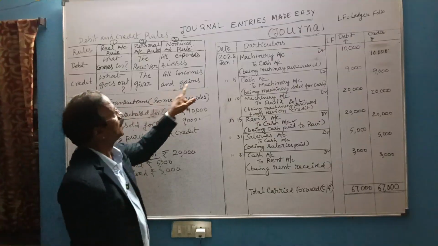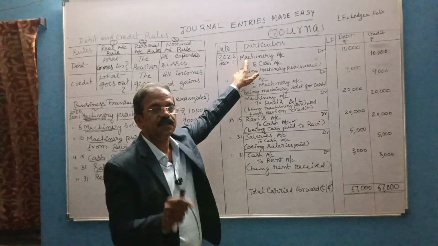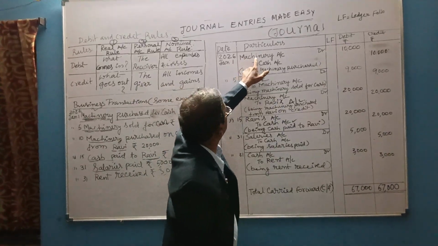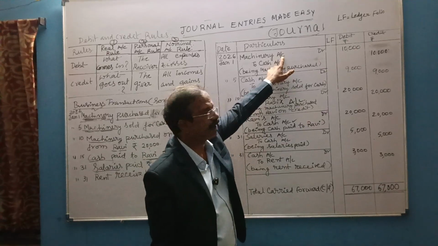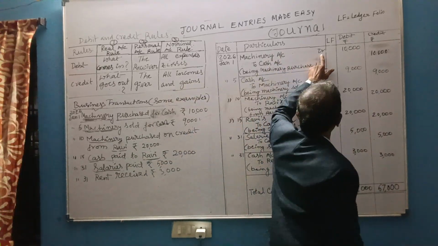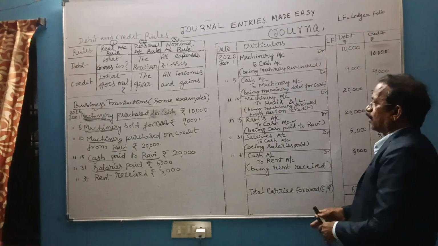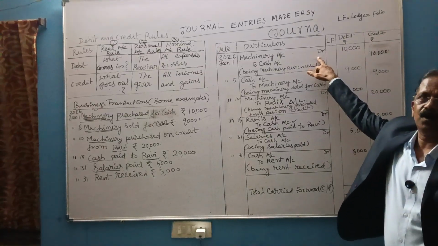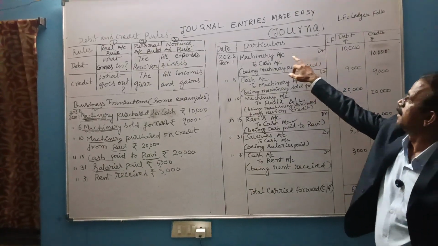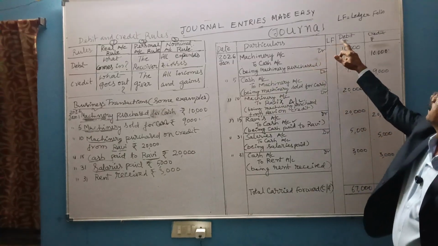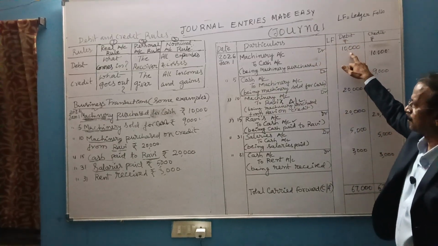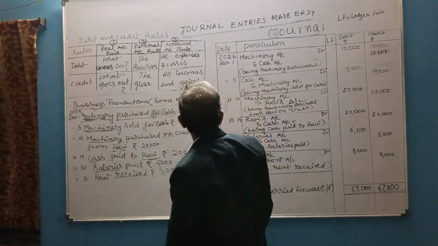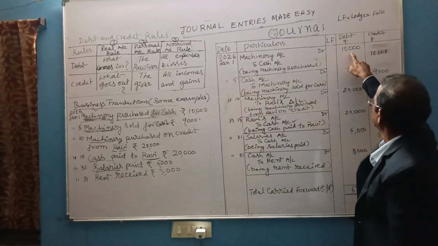Since it is a debit item, you have to write the debit item first. The debit item is always written first. That is the rule. Machinery, A by C means account. Here you have to write DR. DR means debit or debtor or debited. Generally people say debtor, sometimes debit, sometimes debited. Machinery account debit. Here you have to write 10,000. This is the cost of the machinery which we purchased.